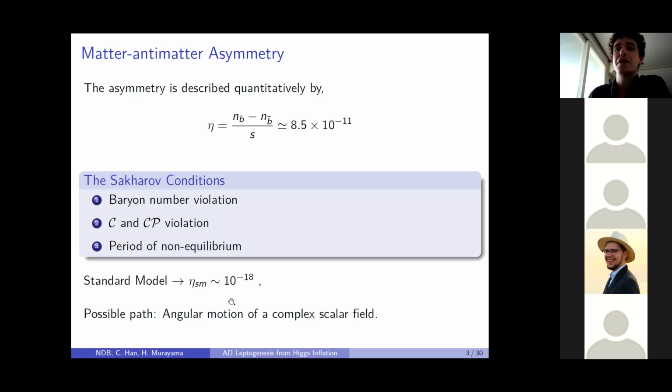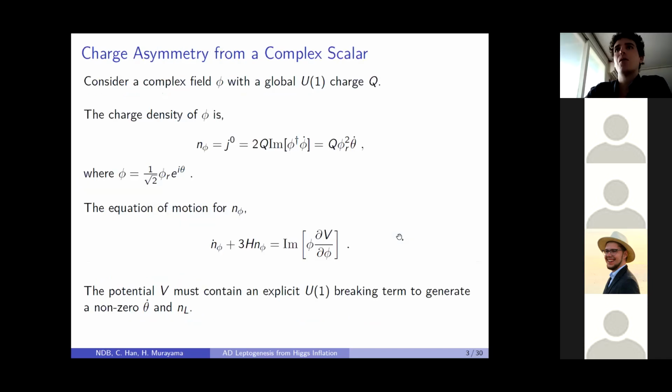And the one that we're going to be particularly interested in here is the baryogenesis mechanism involving inducing angular motion in the phase of some complex scalar field, and this tends to be known as Affleck-Dine baryogenesis. So let's imagine we have some complex scalar phi, and it has some charge under a global U(1) symmetry. And this U(1) symmetry could be lepton number, Baryon number, some combination thereof.